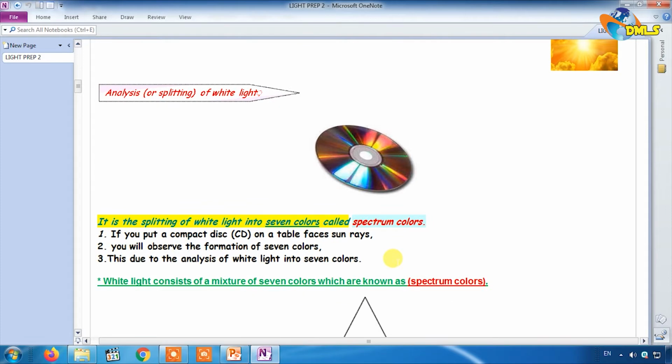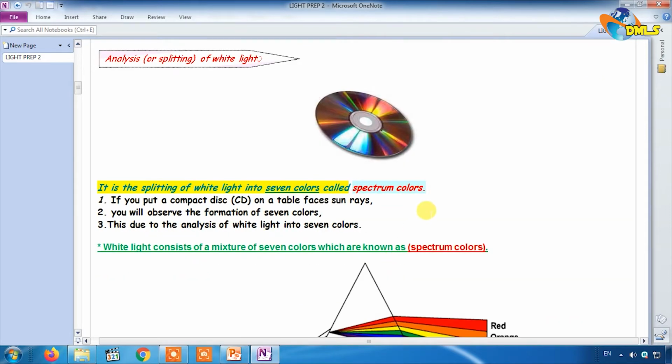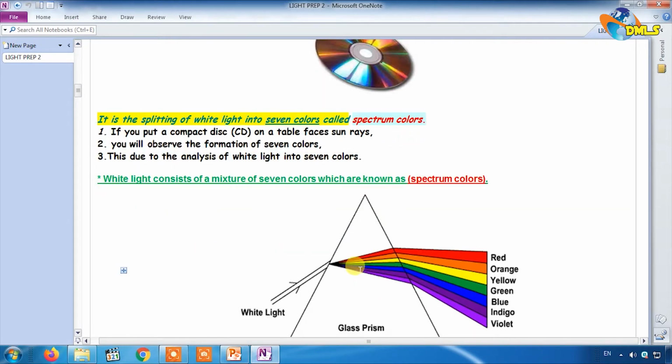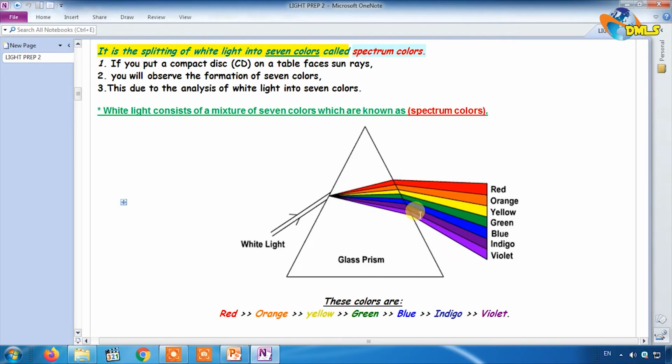What are spectrum colors? How can we see them? Imagine with me that you have a CD, the CD of the computer which you use in the lab or at home. If you put a compact disc on your table facing the sun rays, what can you observe? You will observe the formation of 7 colors on the surface of the CD. This is due to the analysis of white light into 7 colors. These 7 colors, I told you before, are called spectrum colors. You took them before in Prime 5 or Prime 4, I don't remember.